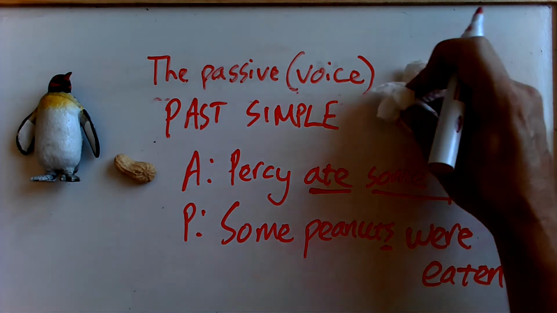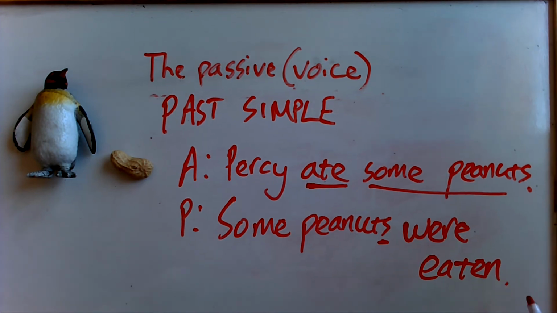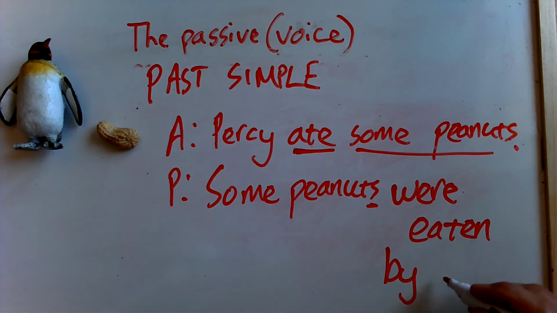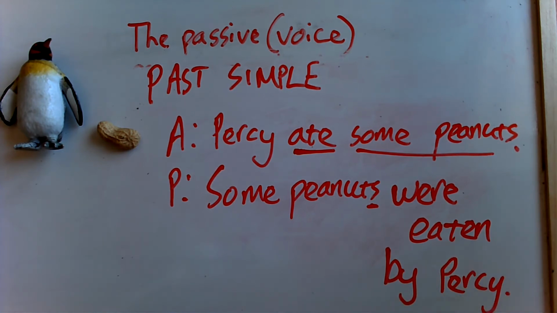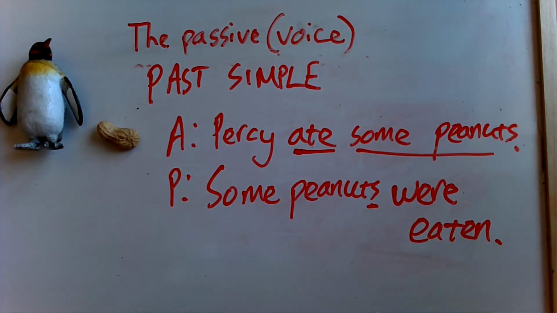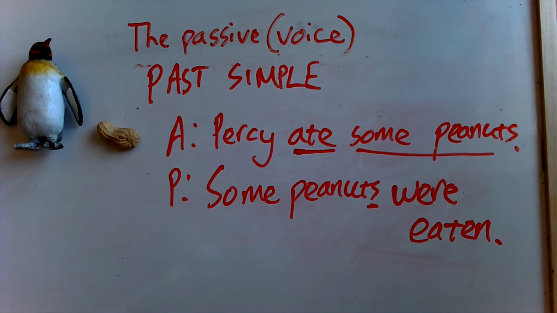Some peanuts were eaten by Percy. If we want to say who the agent is, then we can add it at the end, but we do not have to. This is the same in all tenses. We can add the agent at the end, but we do not have to. Often we will not want to. Percy ate some of the peanuts.